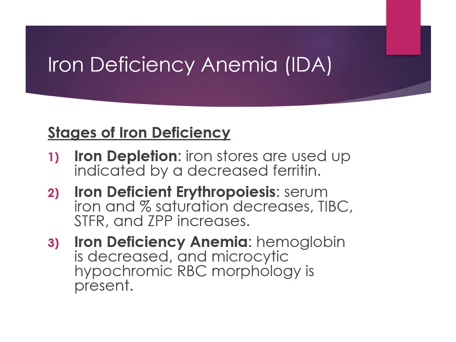And this is where now we've utilized all of that storage within the ferritin, and we're starting to see some effects within the erythropoietic centers of our bone marrow. We can easily take a look at our serum iron levels and our percent saturation. Both of those will be decreased. And then our total iron binding capacity, our sTfR, and our ZPP will increase. Iron deficiency anemia is the end point. Our hemoglobin is now decreased. We have now achieved a microcytic hypochromic red blood cell morphology that's present, and we now have iron deficiency anemia.